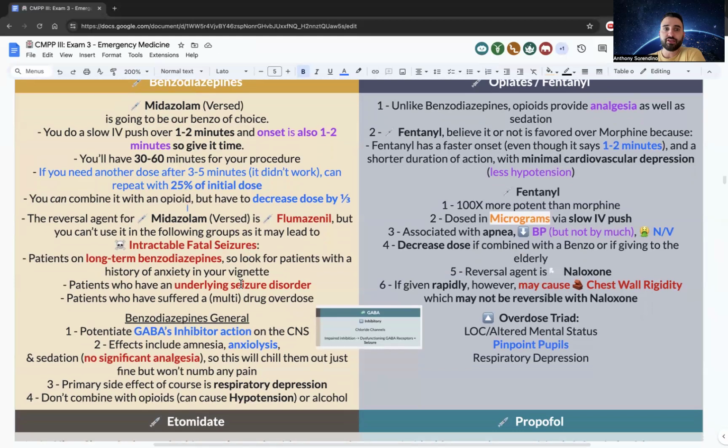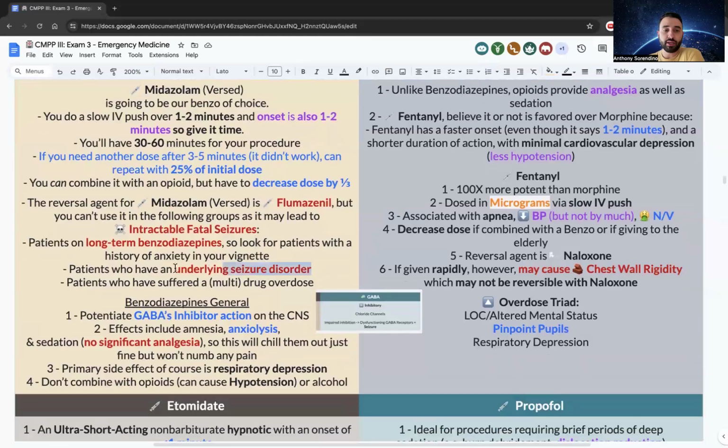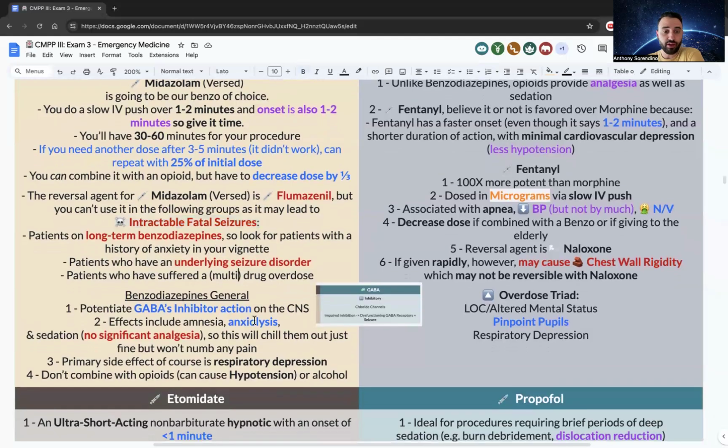All right, the reversal agent, they always talk about this. So flumazenil, you basically don't ever want to give this to anybody. That seems to be the name of the game here, but especially not for somebody on long-term benzodiazepine. So kind of think about what a vignette could look like for somebody who could potentially be on long-term benzos. You don't want to give it to anybody who already has an underlying seizure disorder, right? Because you're going to give them a fatal one.